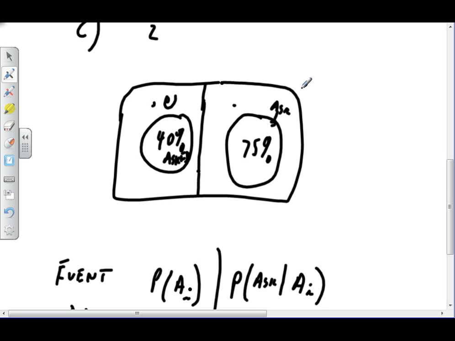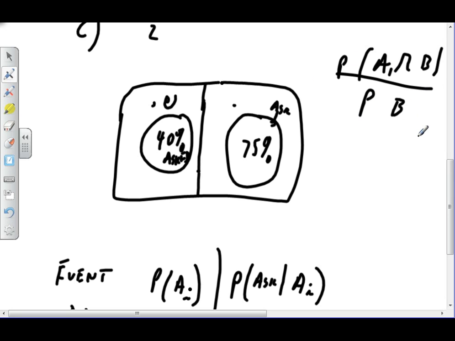Okay, so what we want is the probability of A union B divided by the probability of being accepted.